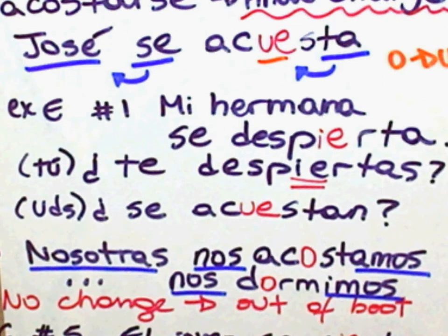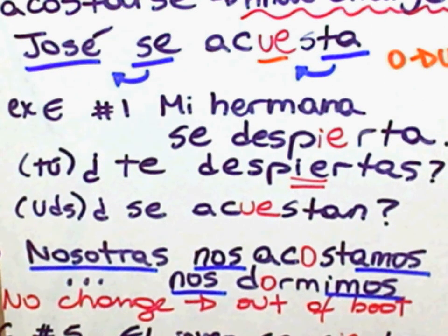It's a verb that has a parenthesis next to it. Why is there no change in the conjugation? What does that mean? It's out of the boot. It doesn't get the change. That's why we call it a boot.